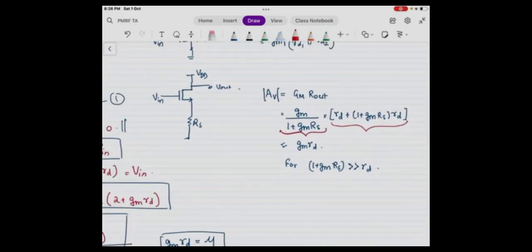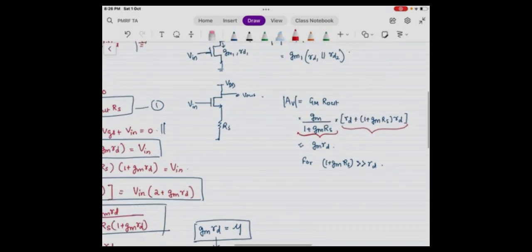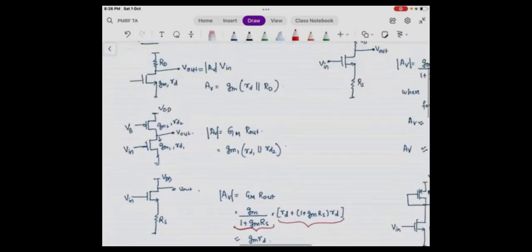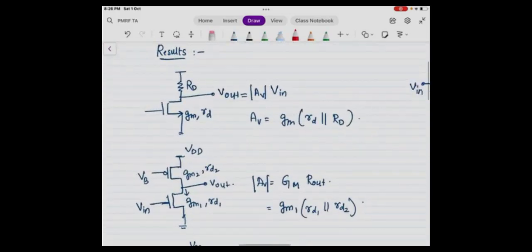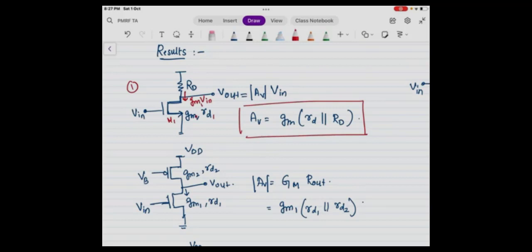So from here we arrive at some conclusions. Okay, results. You can see this is the first configuration where V in is applied here. Remember, whichever transistor V in you are applying, that will lead to the current here, which is basically GM times V in. So this is M1, so this will be GM1 times V in. This is GM1 and RD1. And the AV is given by GM into R out, and R out is nothing but R looking up, you can say this is R up, and R looking down, R down.